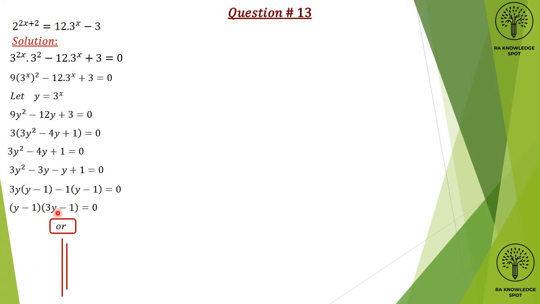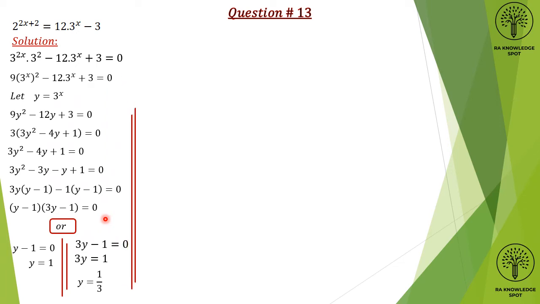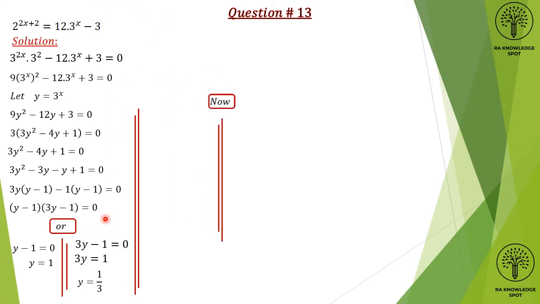Now one by one: y minus 1 is equal to 0, and the value of y will obviously be 1. 3y minus 1 is equal to 0, and again this is negative and here it will be positive, then y is 1 by 3. Okay, again, this is not the final solution. We have to solve for x, so for y is equal to 1, we have to substitute.